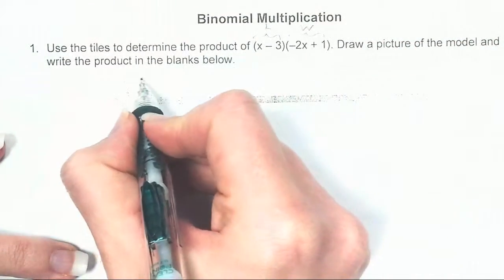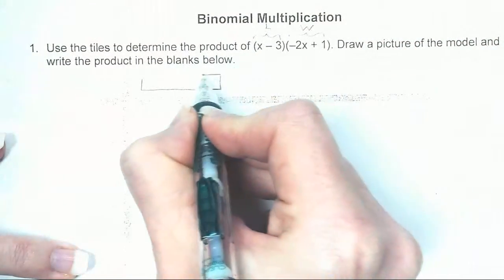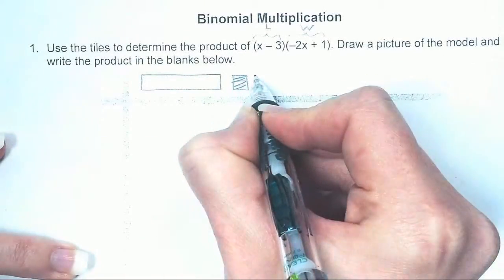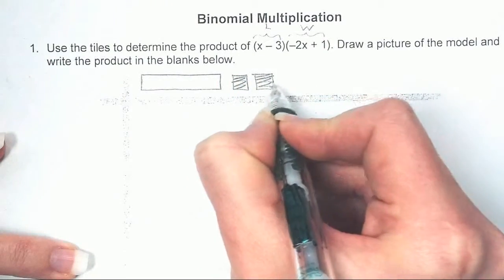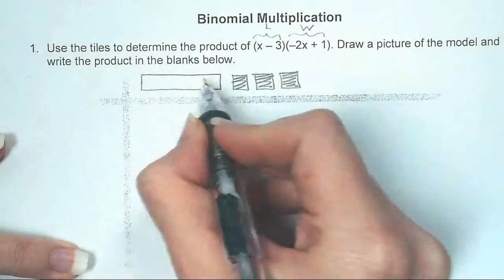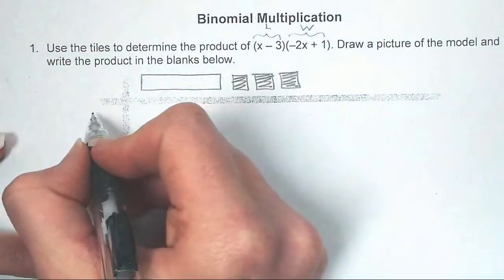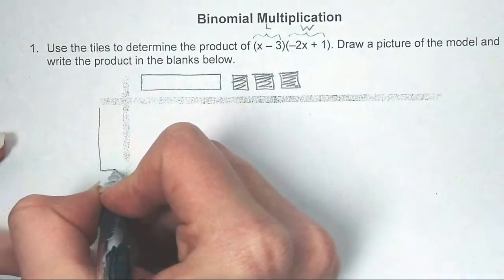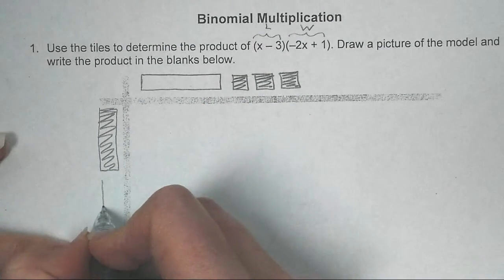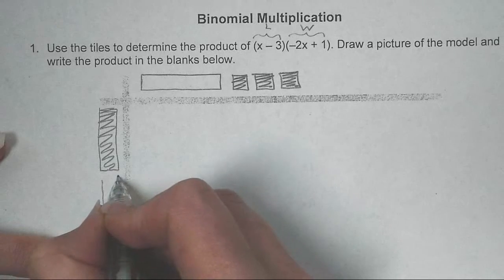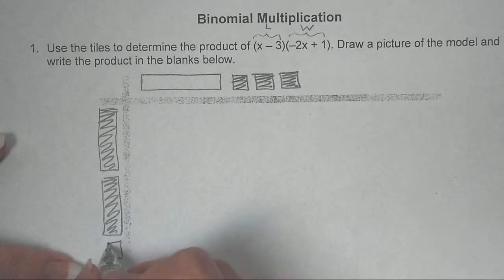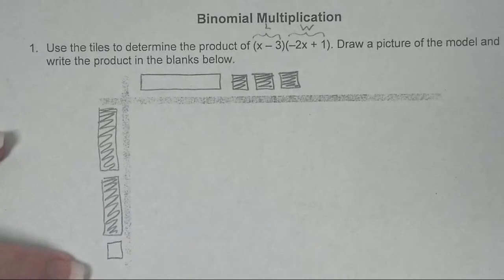So the first thing I'm going to do is put x. And then minus 3 has to be shaded because it's negative. So I have my x minus 3 on top here, and I'm going to put this one down the side. So I'm going to have negative 2 x's, which means these are both shaded. And then I'm going to put my plus 1, and it's unshaded because it's positive.